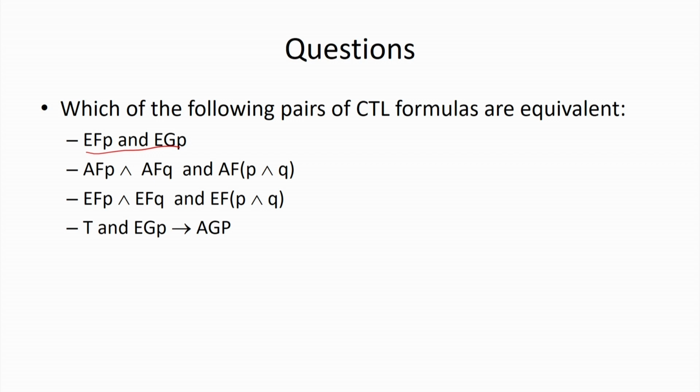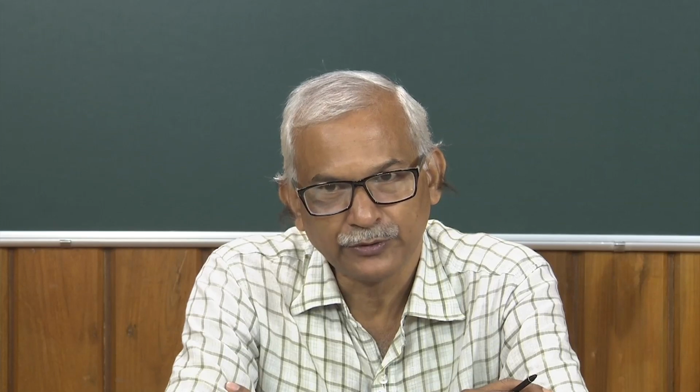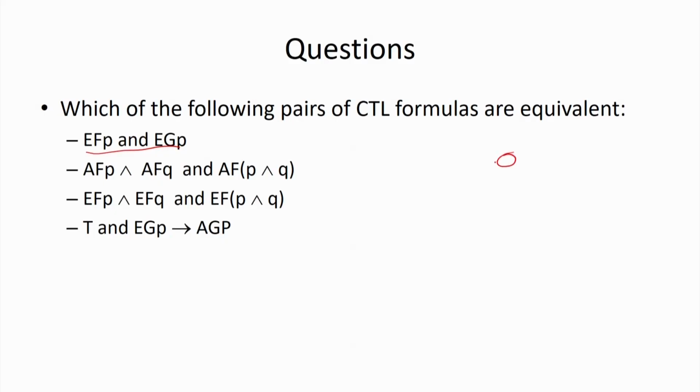Now, what about the second formula? AFP or AFQ and AF(P or Q), they are not equivalent. And to establish that they are not equivalent, what can we say? We can give a counter example over here. Now, I can talk about one counter example consisting of say 2 paths only. I am not going to consider more paths.